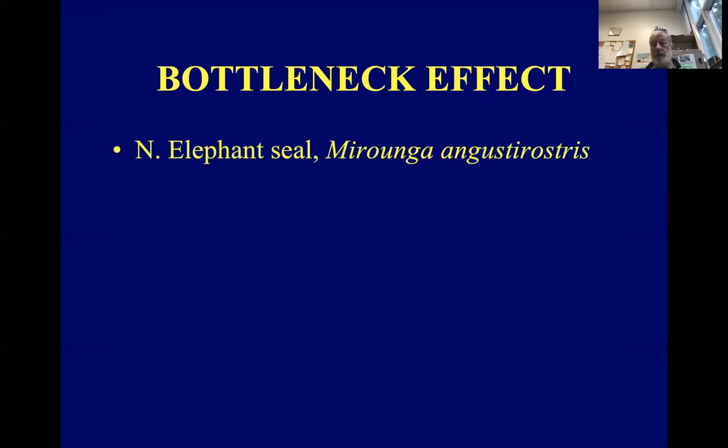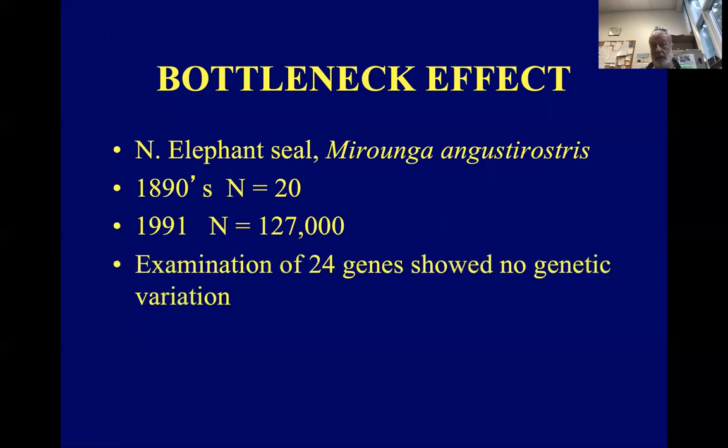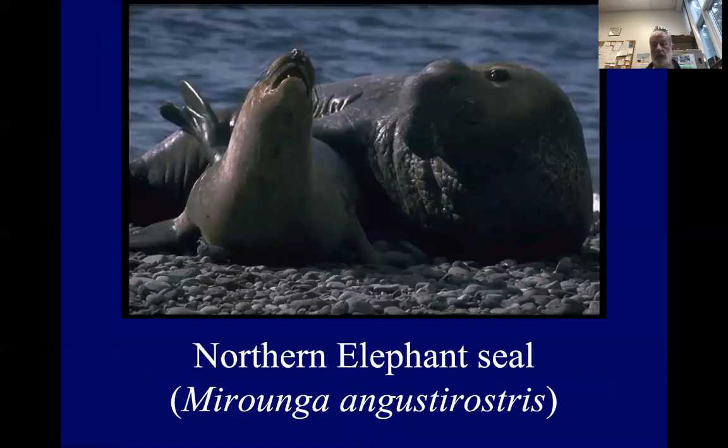An example of that is with the northern elephant seal. In the 1890s, they were down to only 20 individuals of that species left. Then they became protected, and by about 100 years later, there was almost 130,000 of them. But examination of 24 genes showed no genetic variation. They were all fixed for a single allele. So these seals are still susceptible to extinction.